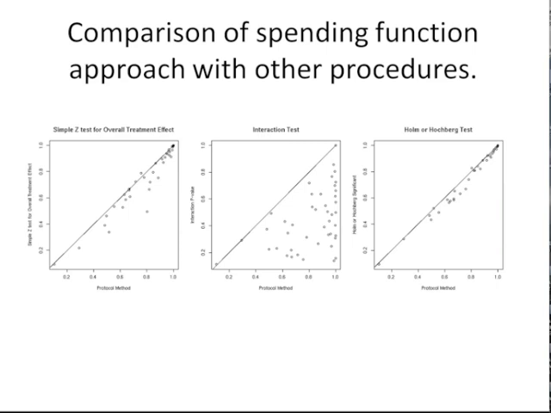This slide presents a graphical summary of the simulation results. For a wide variety of situations, powers for the spending function approach represented on the x-axis are compared with powers from the test for an overall treatment effect, the test for an interaction, and the test based on the Holm-Hochberg procedure. These 3 tests are represented on the y-axis. We can see that for the most part, the plot of the paired powers lie below the 45-degree line, which indicates that the spending function approach generally has more power.